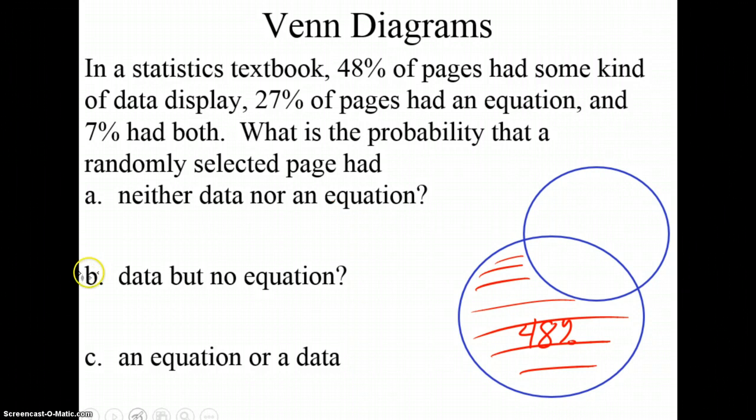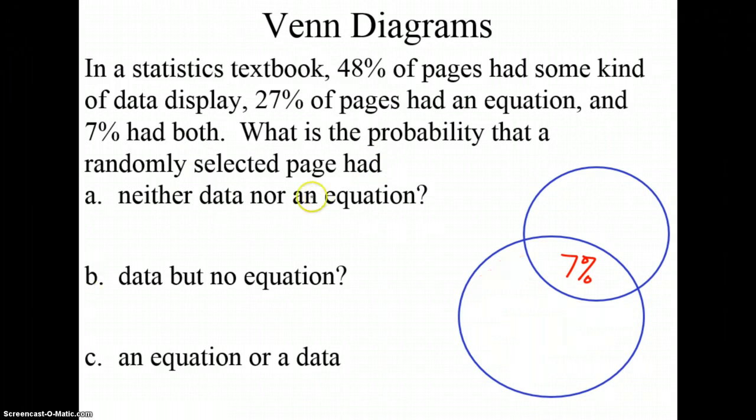So what we want to do here is figure out the both first, if you can. So this is 7% both. And since the entire circle is 48%, this portion of the circle will be 48 minus 7, which will be 41%. Okay, and then we're going to label this as data. 41% has data only, 7% has data and equations. So over here we're going to label this as equations.